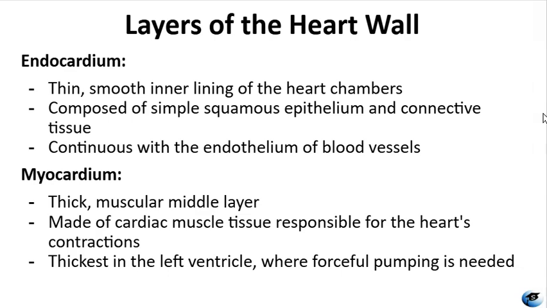Importantly, the endocardium is continuous with the endothelium of the blood vessels, and this provides a seamless lining throughout the circulatory system. The myocardium, it's thicker. It's the thick muscular middle layer of the heart wall, and this is made of specialized cardiac muscle tissue that contracts in order to pump blood. So the myocardium is the big muscle part that contracts the heart. Myocardium is thickest in the left ventricle because this is the chamber that has to generate a lot of force to send blood through the entire systemic circulation.